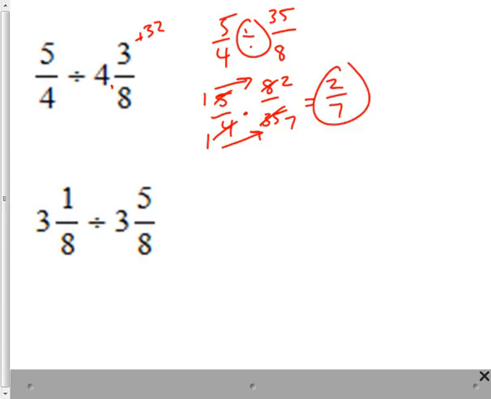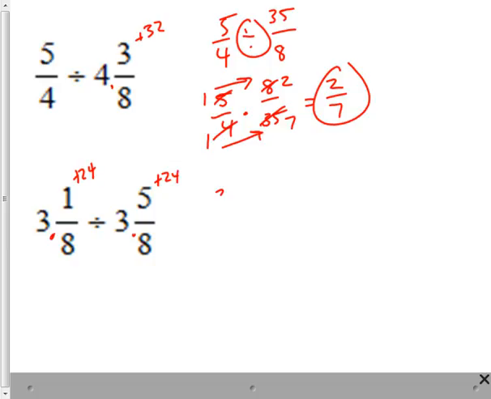So going down again, division. Again, it's important to identify what it is that we're doing. So division, we cannot have mixed numbers. So let's go ahead and multiply here and add 24. Multiply here, again, it's adding 24. So let's rewrite it as 25 over 8 divided by 29 over 8.